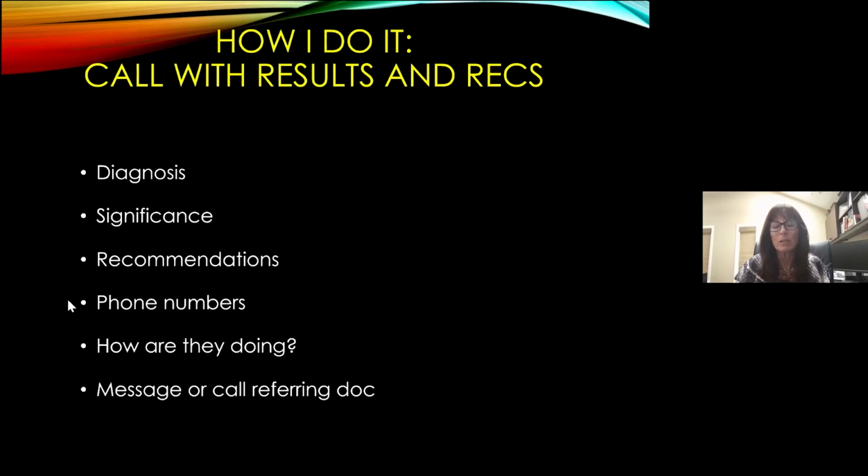We also reach out to the nurse navigators in surgical oncology to make them aware of all of the new diagnoses. It's always important to ask the patients how they're doing. How does their breast feel? Have they had any problems with bleeding or pain after the biopsy? And lastly, if it's a cancer diagnosis or something that needs surgical intervention, I will message or call the referring doc to let them know what's going on, even if we're giving the phone number for the surgical clinic to the patients.